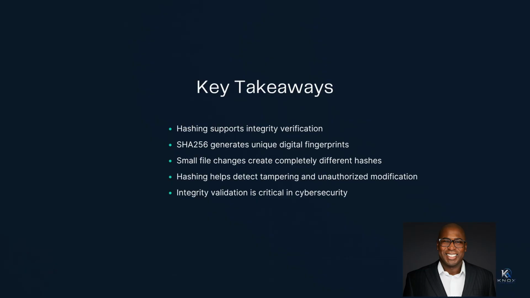So to wrap everything up, we saw how SHA-256 hashing creates a unique fingerprint for a file. And we also saw how changing the content of a file results in a completely different hash value. This is why hashing is such an important part of cybersecurity. It allows analysts to verify integrity, detect tampering, validate software, and support forensic investigation. Hashing is widely used across cybersecurity for things like malware analysis, password security, and system monitoring.